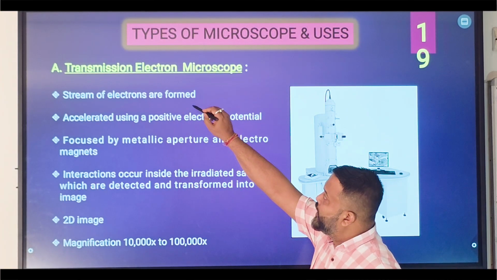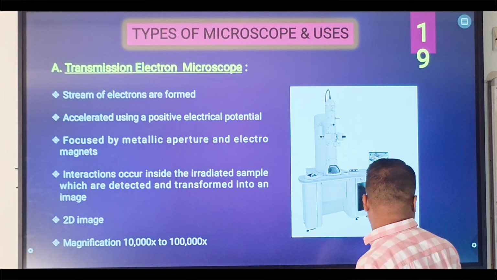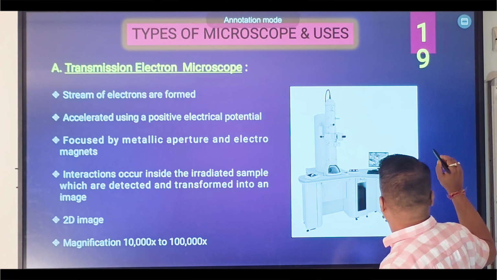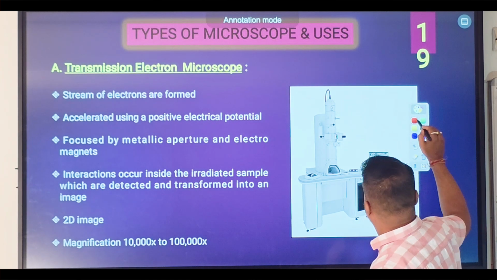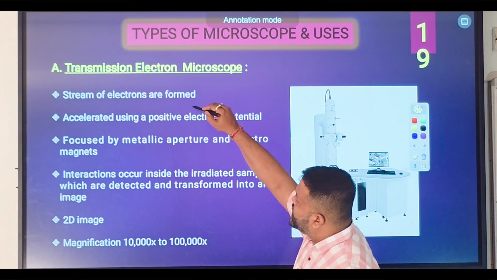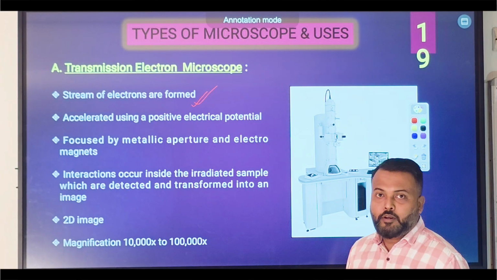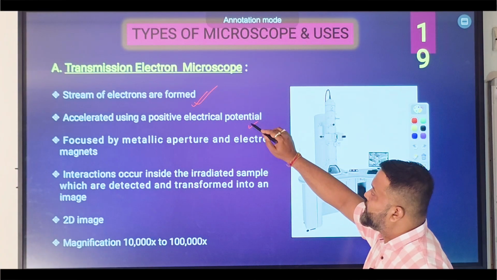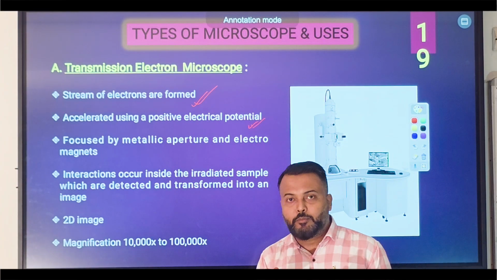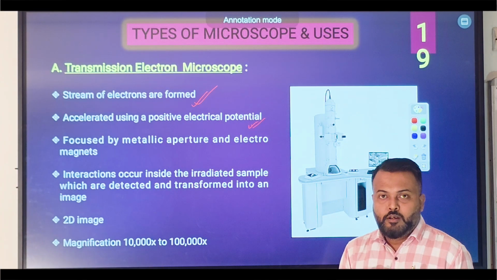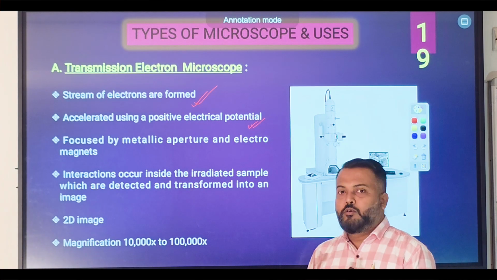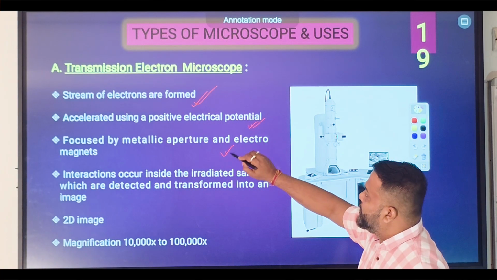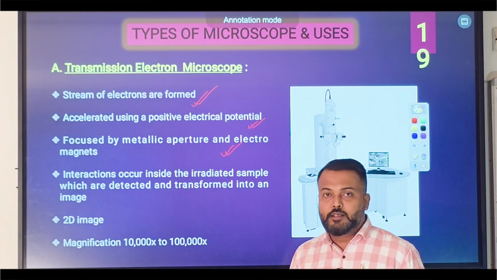So it's a stream of electrons. Here a stream of electrons is formed. Then these electrons are accelerated using a positive electric potential. That means an electric potential should be there inside the system. It will not be like normal compound microscopes. Then they are focused by a metallic aperture and electromagnets. Electromagnets will be there inside the system.